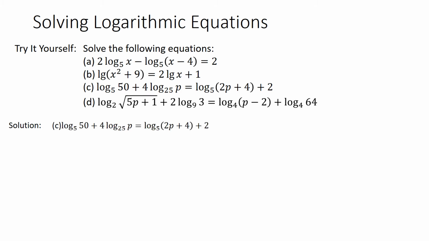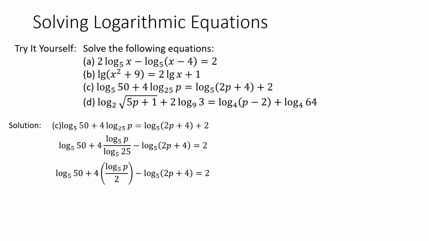Here is the solution for C. Log base 5 of 50 plus 4 log base 25 of p equals log base 5 of 2p plus 4 plus 2. When we look at this equation, the second term, the base is different. Then we need to change the base. So it becomes 4 log base 5 of p over log base 5 of 25. And the right hand side, the first term with a log, we can move to the left hand side, becomes minus log base 5 of 2p plus 4. And left with a constant at the right hand side.